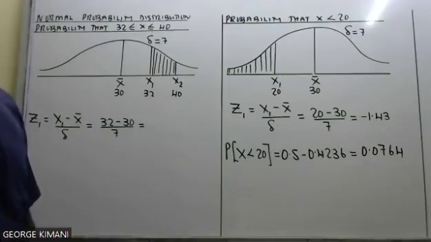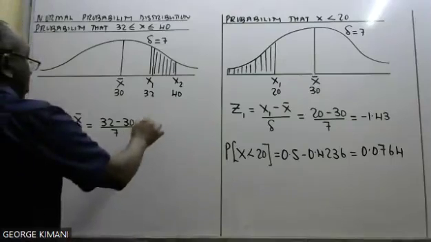0.29. Some other 2 people to give me the answer to 2 decimals. Good. 0.29.